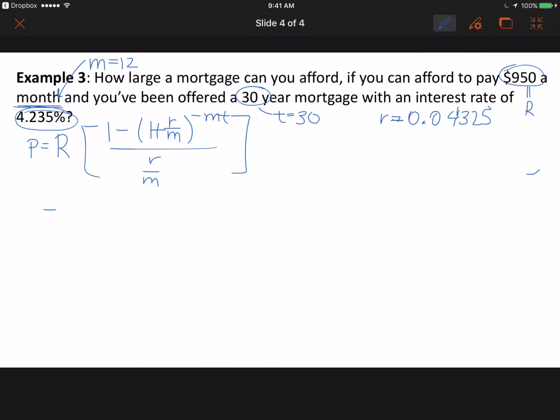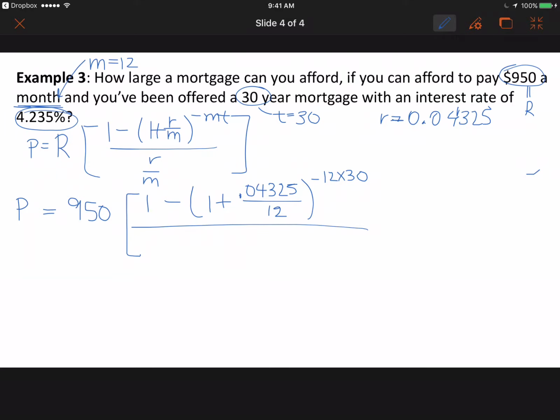All right, so we just need to plug everything in. P equals 950 times 1 minus 1 plus 0.04235 over 12 to the negative 12 times 30, all divided by 0.04235 over 12. Now we're solving for P. On the right-hand side, we don't have any variables, so we just need to plug this into our calculator. Make sure you get these big parentheses here. Make sure you don't miss the negative in the exponent, and make sure that this multiplication in your exponent is in parentheses. All right, so go ahead and type that in.